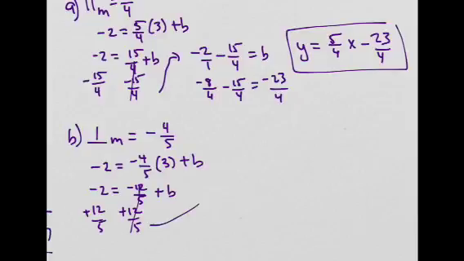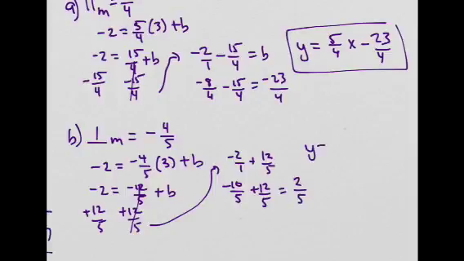And so again, we show the work over here on the side. -2/1 plus 12/5. So -2 becomes -10/5. Common denominator. So 12 minus 10 is 2. So there's my b. Okay. So y equals -4/5 x plus 2/5. And there's your equation.